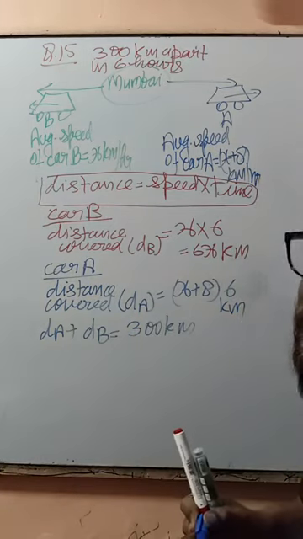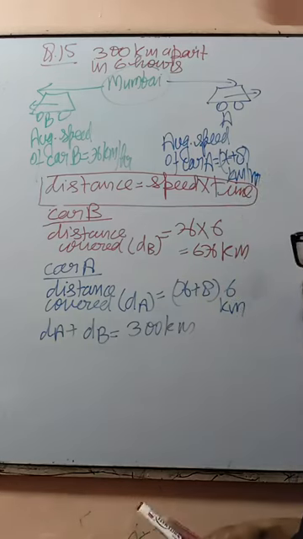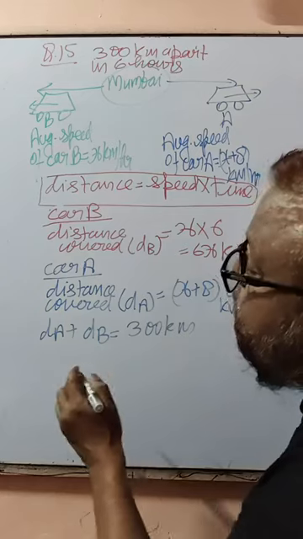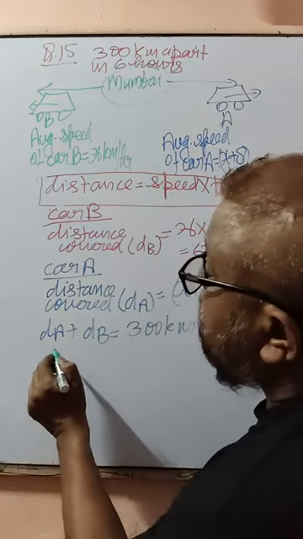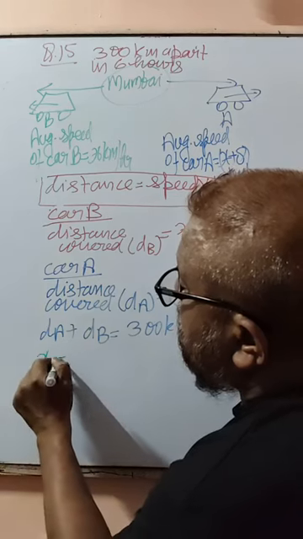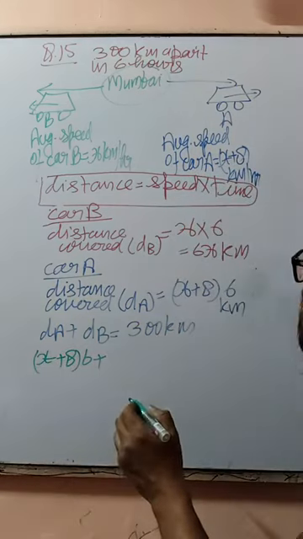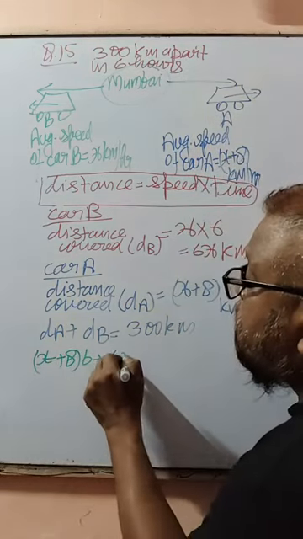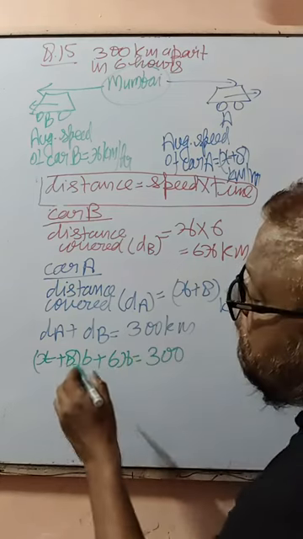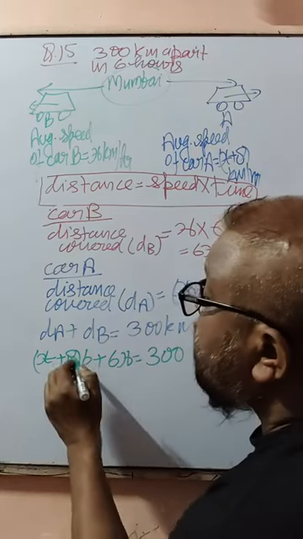यही है ना? Yes, sir. तो where you reach? So dA is how much? x plus 8 into 6 plus 6x is equal to 300, right? Yes, sir. So ये कितना हो गया?